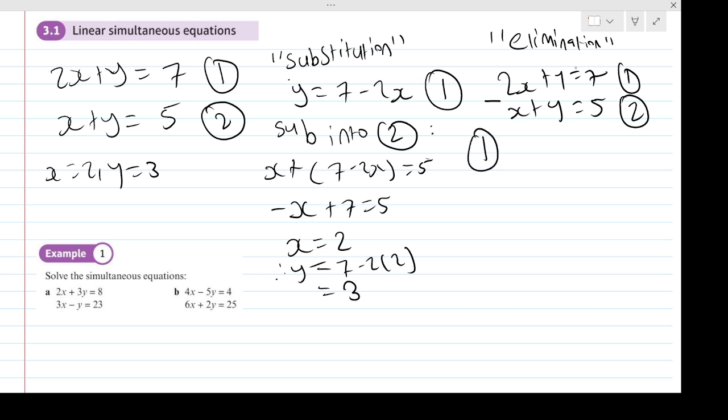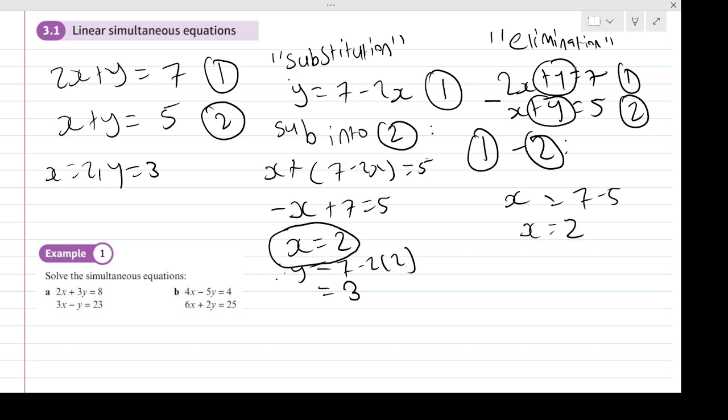If we say equation 1 take away equation 2, because I have a positive y here and a positive y here, if I do y take away y, that cancels the y out. So taking the two equations away, we get 2x minus x, which is just x, and then plus y take away y gets rid of the y. I'm simply left with x equals 7 take away 5, which should be x is 2.